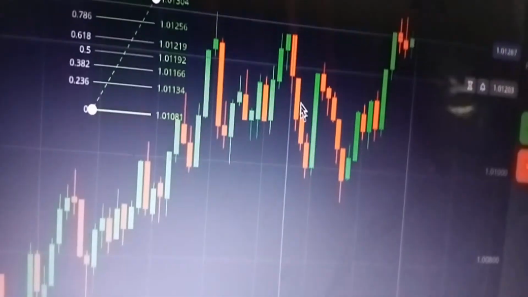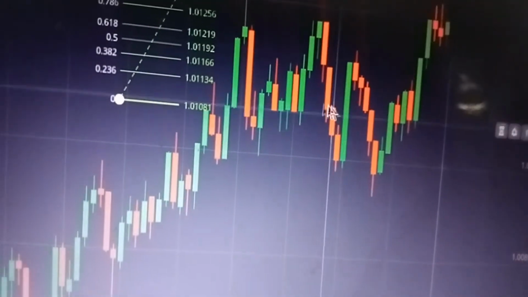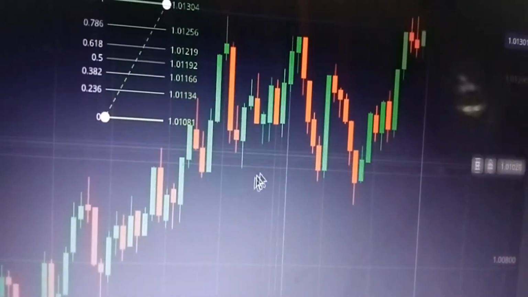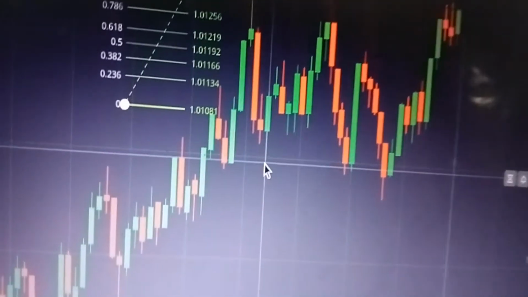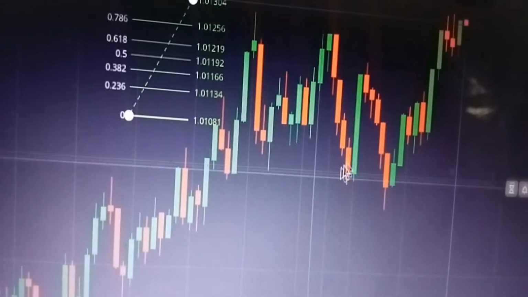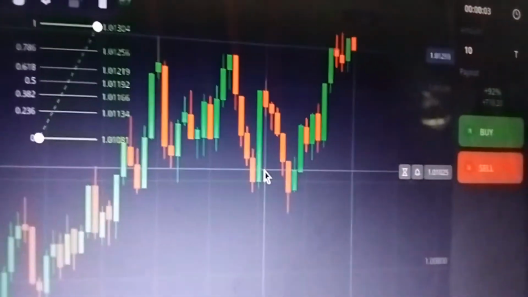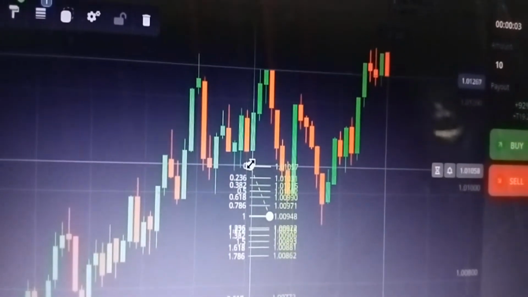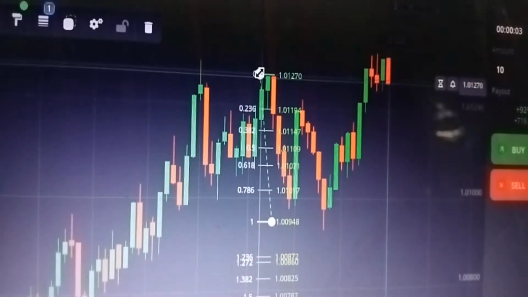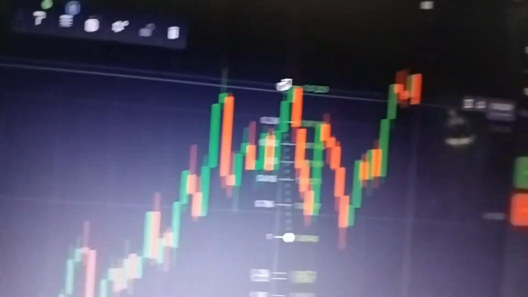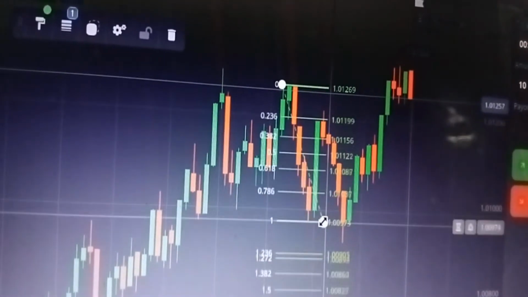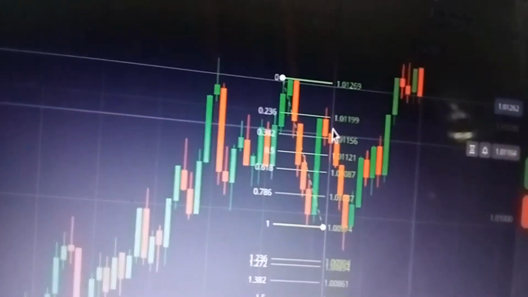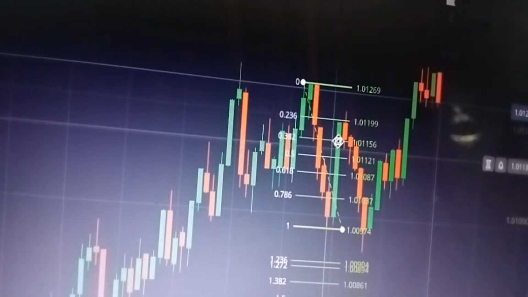So what happened here? Price dumped, took out this swing low. So the internal structure now shifted to bearish. Then took out the external range swing low too. So now we are really bearish. So you measure from your swing high to your swing low. Then wait for price to trade to your optimal trade entry. Did it? Yes, it did.